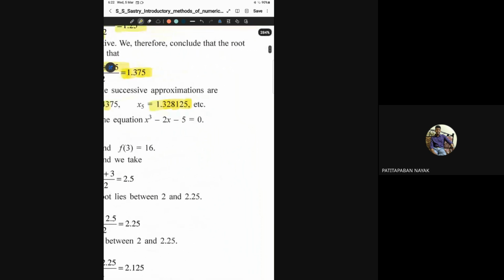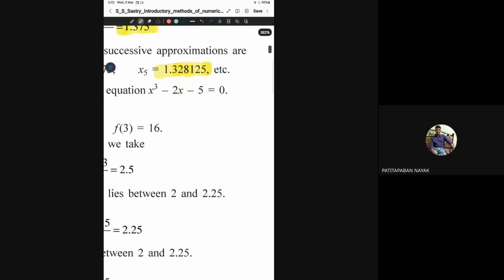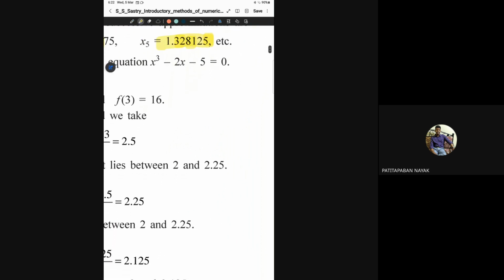I would suggest all of you to work it out and tell me the answer of this one: x cube minus 2x minus 5 equal to 0. x cube minus 2x minus 5 is equal to 0.